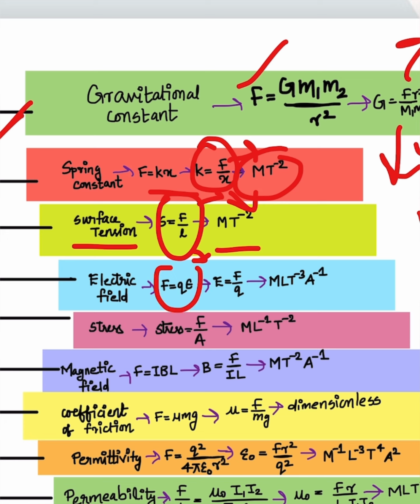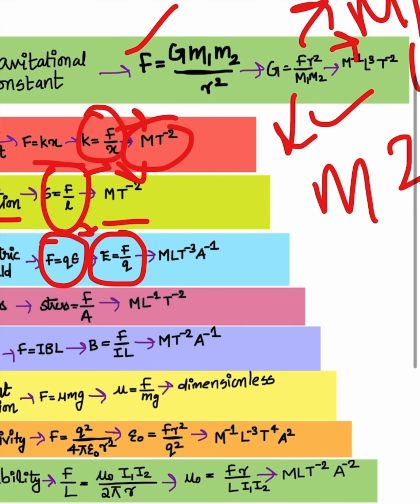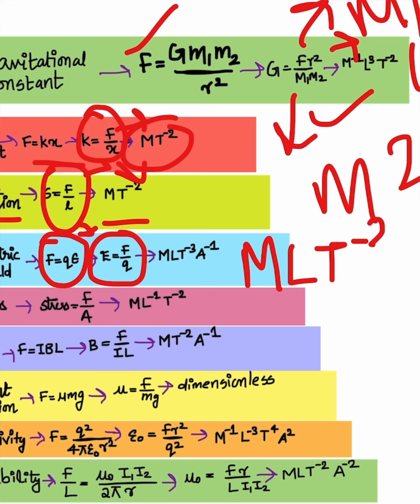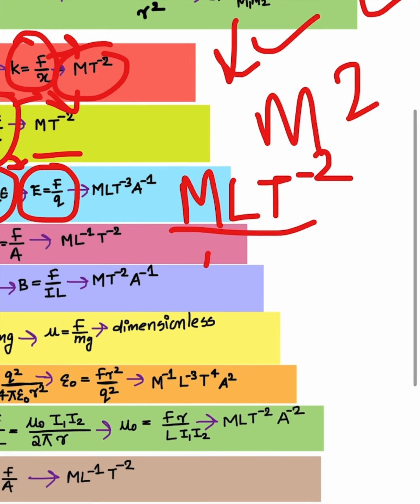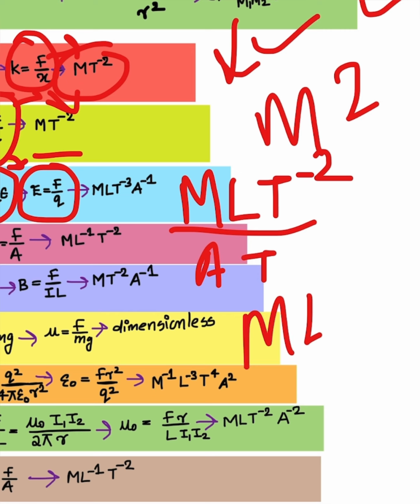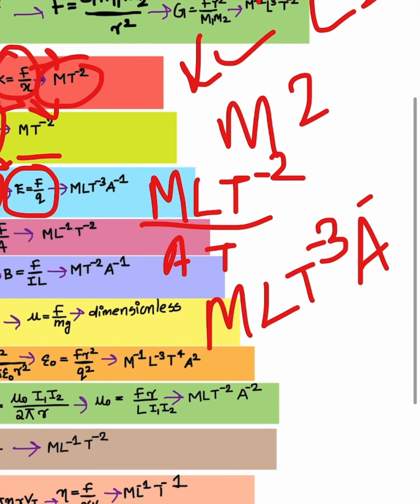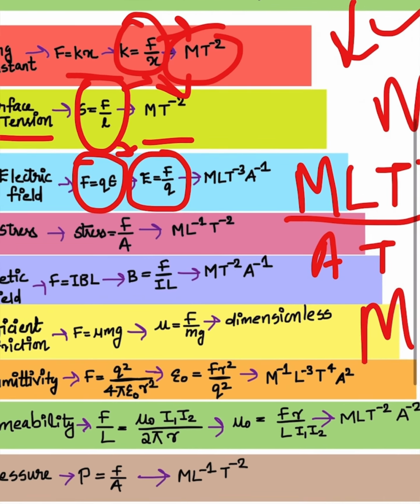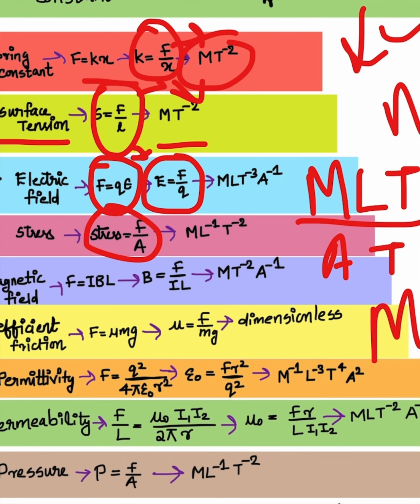Electric field: F is equal to QE, that is E equal to F divided by Q, that is F is equal to MLT raised to minus 2 and Q is equal to current, ampere, into time. So MLT raised to minus 3, A raised to minus 1. Okay, and stress is equal to force divided by area, that is MLT raised to minus 2 divided by L square.